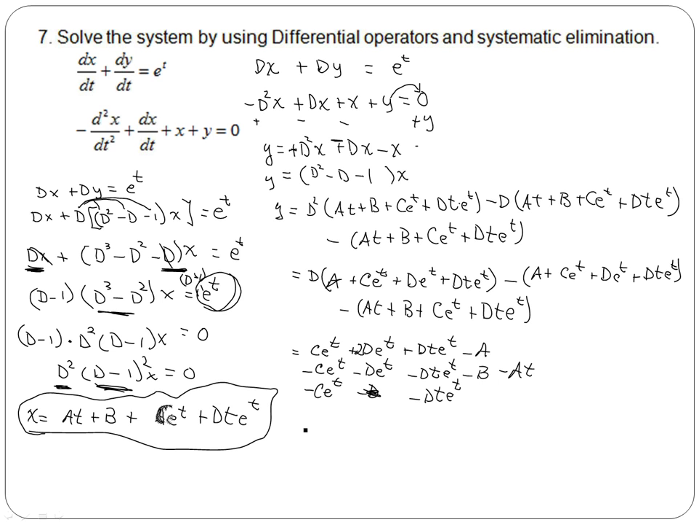And that gives me y is equal to, these two cancel, I'm left with negative c e to the t. 2 minus 1 gives me a plus d e to the t. These two cancel, I get minus dt e to the t minus a minus b minus at. This is my constant term. These are also like terms. But there's my y for solving this system.